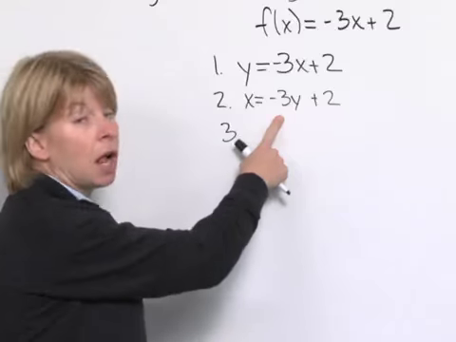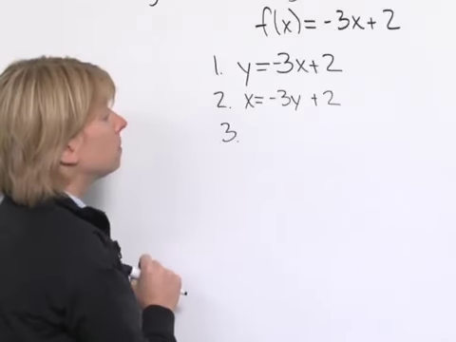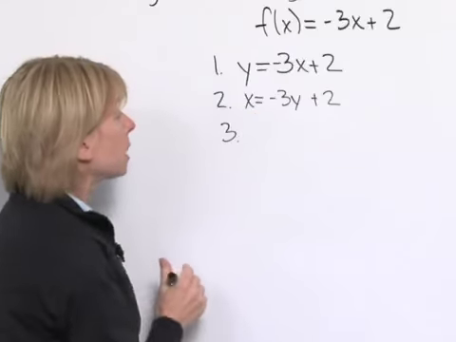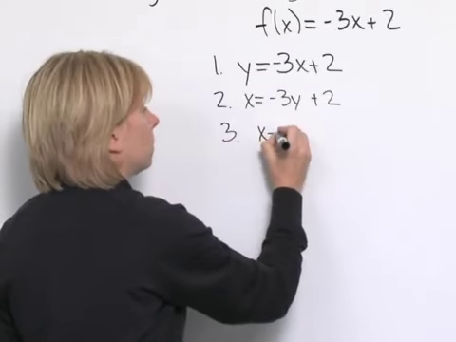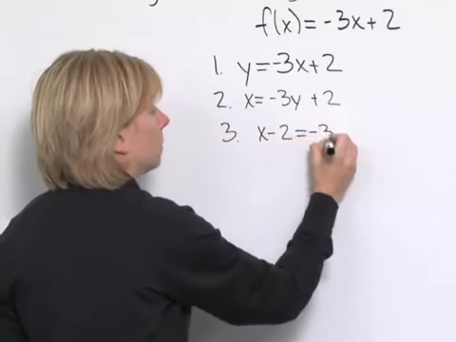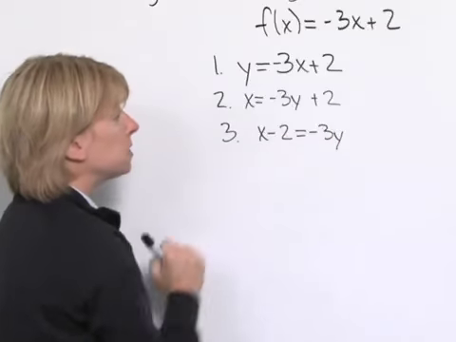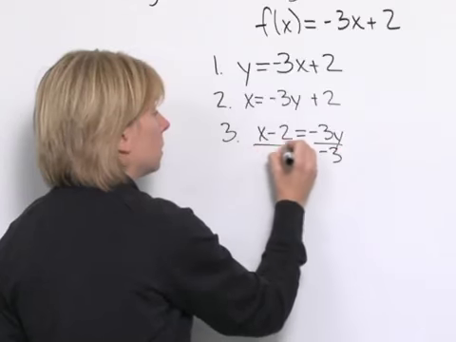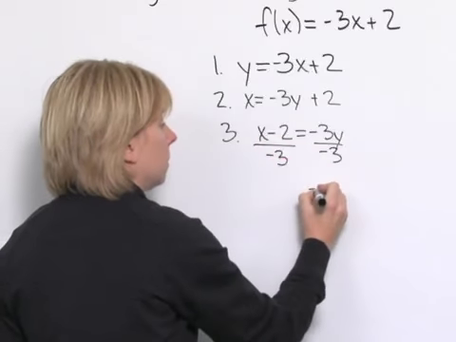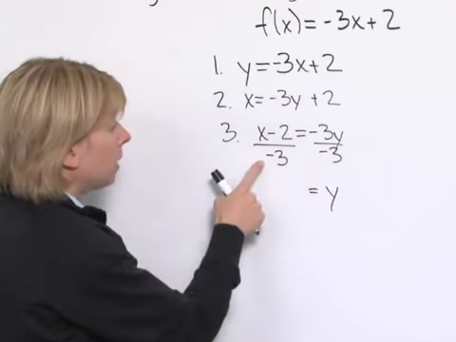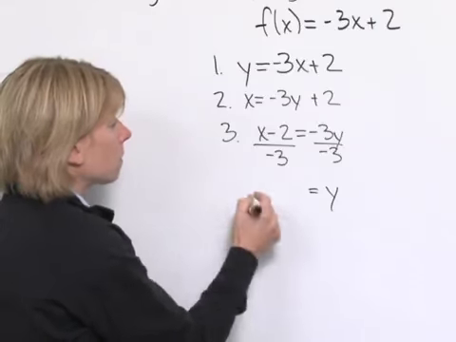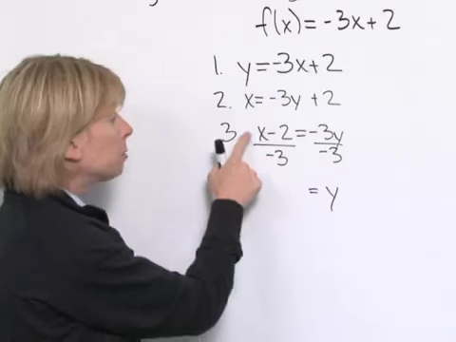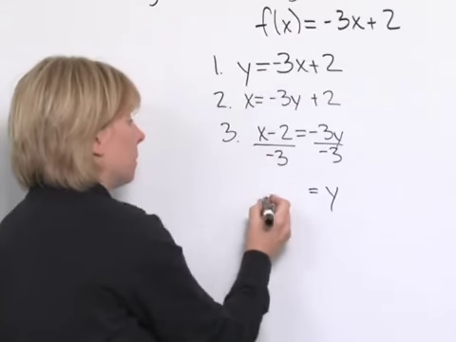Third step is to solve this equation for y. And to do that, I need to subtract 2 and then divide by negative 3. So subtracting 2 from both sides gives me this. Dividing by negative 3, I have y, and then over here, this negative sign, usually we don't leave a negative sign in the denominator. I'm going to bring it up to the numerator.